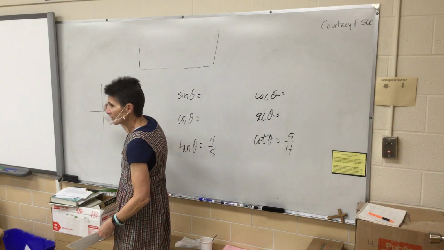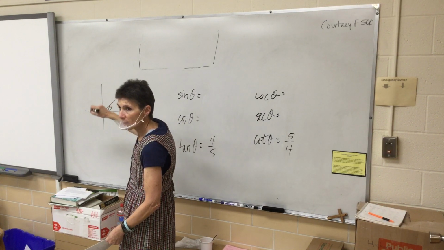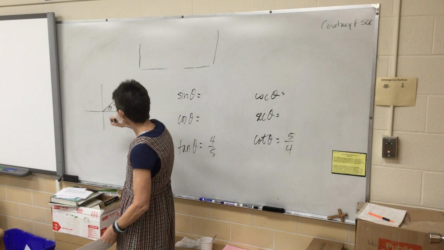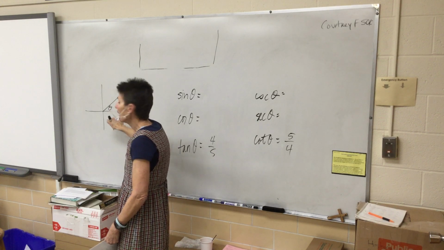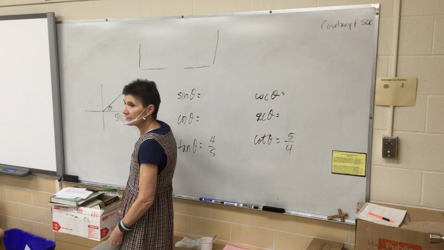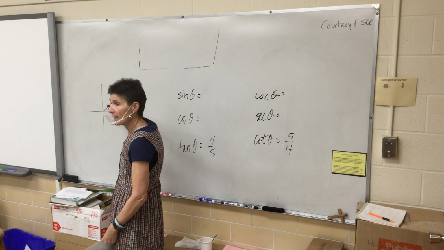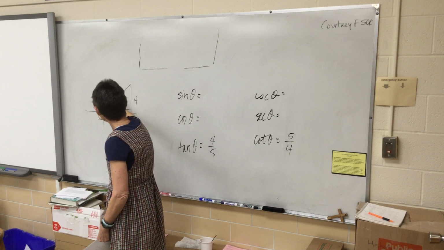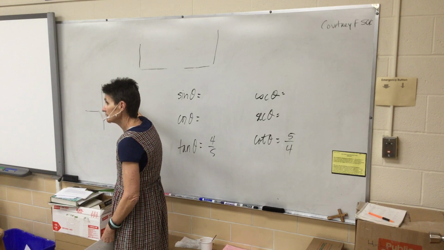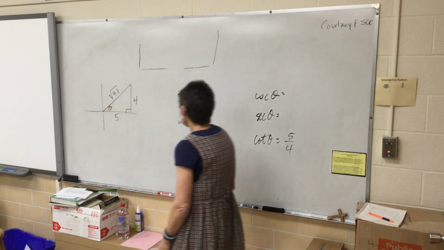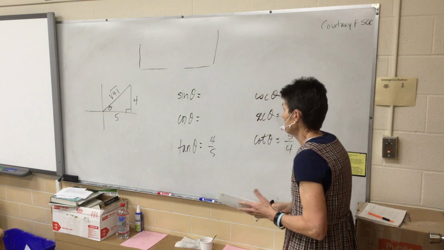Before you get too far, does everybody have the 4 and the 5 in the right spot? What did you put here? 5. What did you put here? 4. And this is the one you need to use the Pythagorean theorem to find? And hopefully you got root 41? Okay. So now go ahead and fill them in. Tell me what you got.